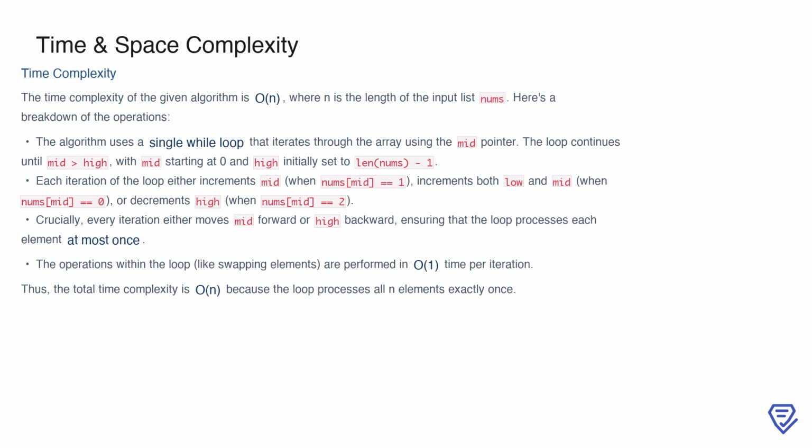Depending on the value of nums[mid], the loop either increments mid, increments both low and mid, or decrements high. Each of these actions guarantees progress, either by moving mid forward or high backward. Since the operations performed within each iteration, such as swapping elements, take constant time, the overall time complexity is linear, or O(n). This ensures the algorithm is highly efficient in terms of processing time.